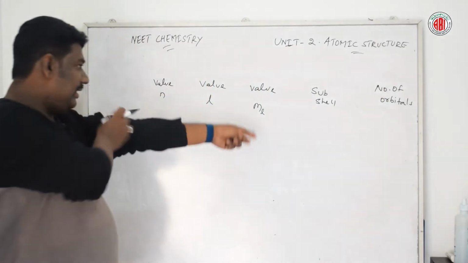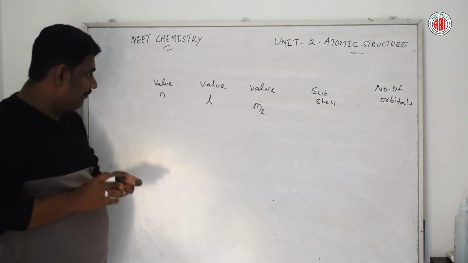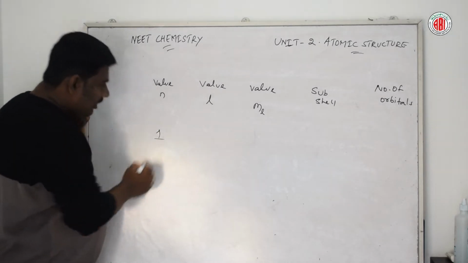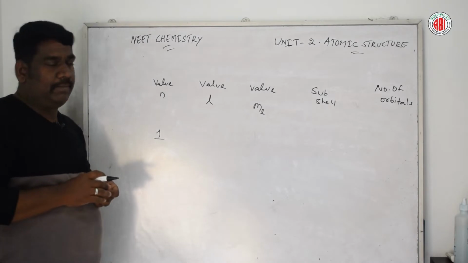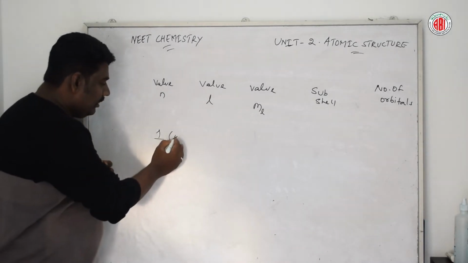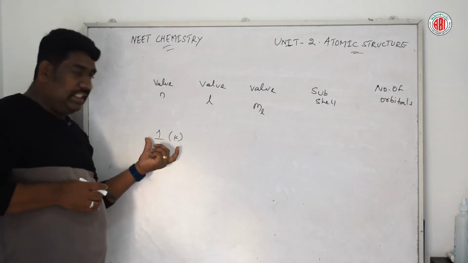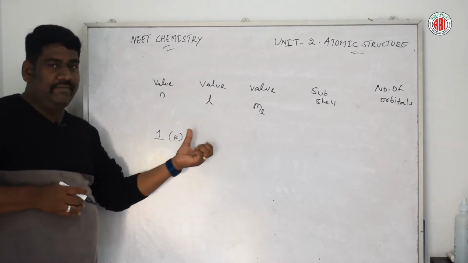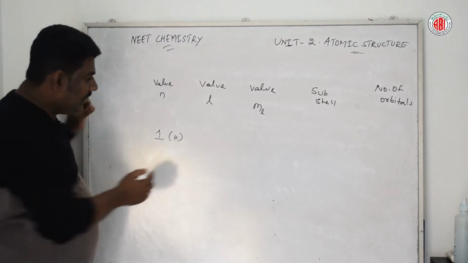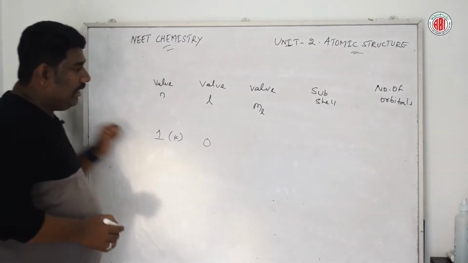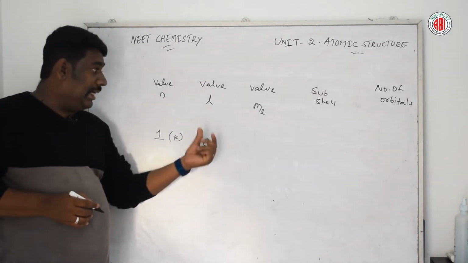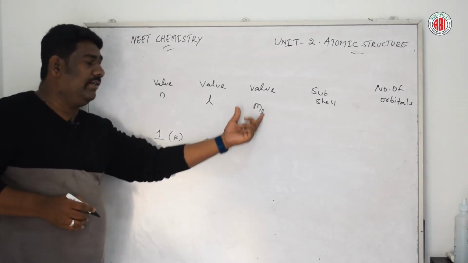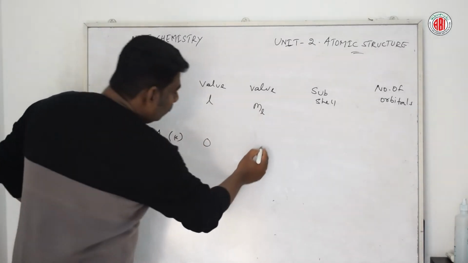Let us talk about this in detail. For example, the n value is 1, the first level. The principal quantum number 1 is also called K. The value of l for n equal to 1 is always 0, and for l equal to 0, the value of ml is also 0.